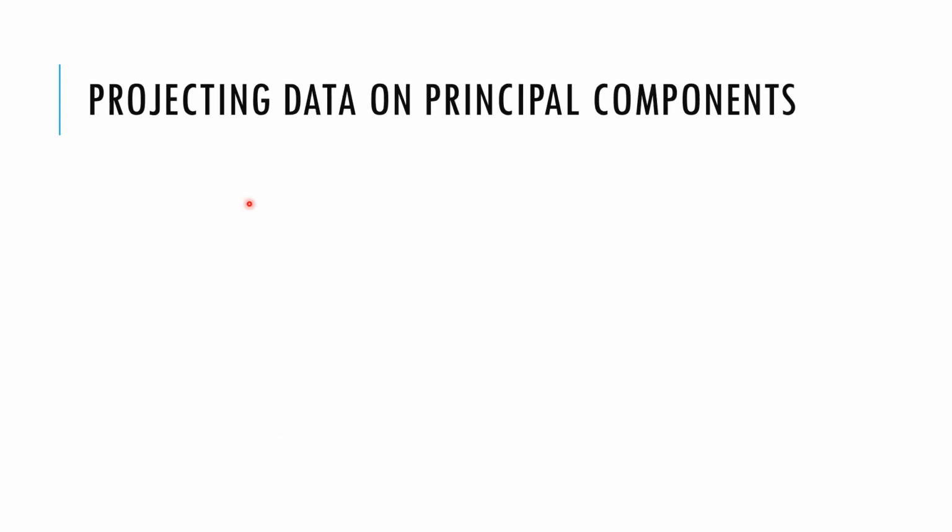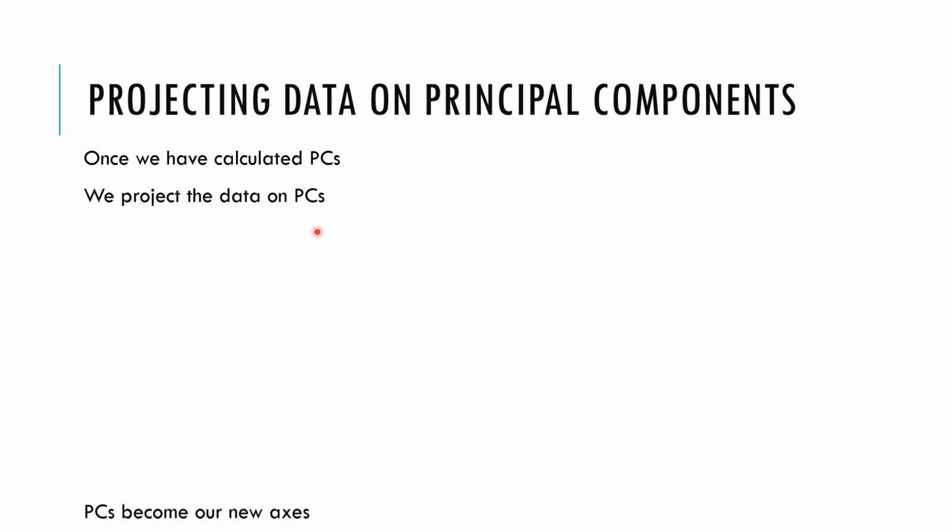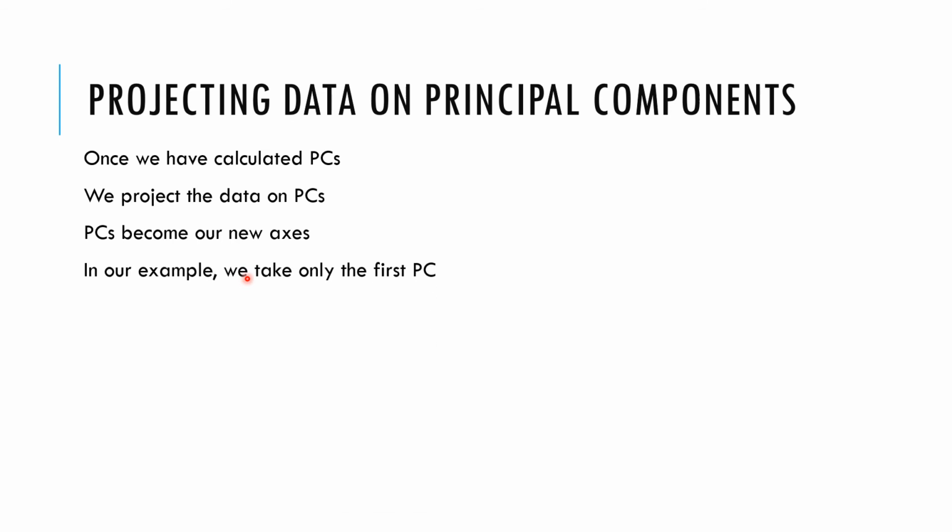Let's see how to project data onto principal components. Once we have calculated the PCs that we saw in the previous slide, we project the data on the PCs. PC means principal components. Now the principal components become our new axes. That's the whole purpose, because now we have reduced dimension. In our example, which has 2 variables, salary and age, we calculate the principal components and then take only the first principal component, because that explains the maximum variability in the data.